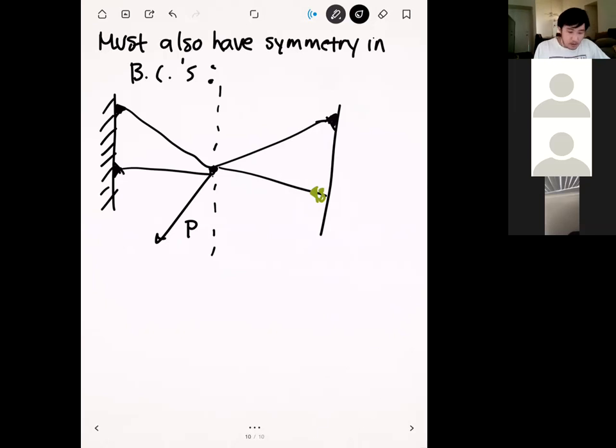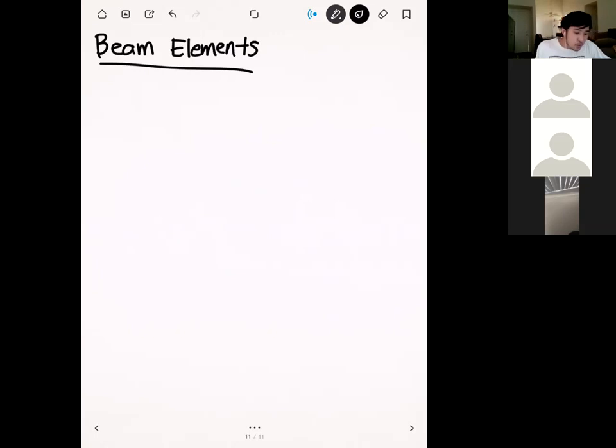Okay. So that brings us to the end of the truss notes. And so our next unit is going to be on beam elements. So we're going to introduce a whole new element type. But what you'll see is that, even though it's a whole new element with new types of deformation, our process is still going to be the same.